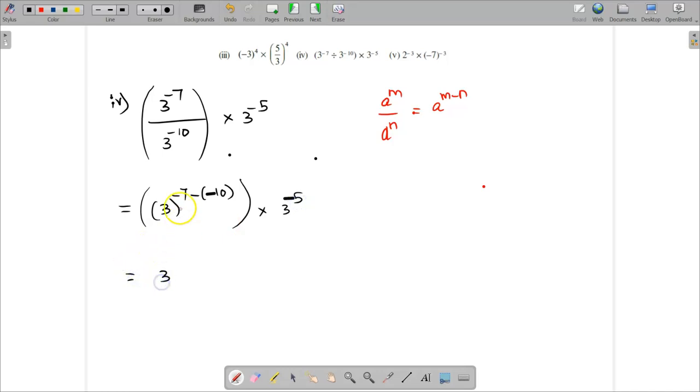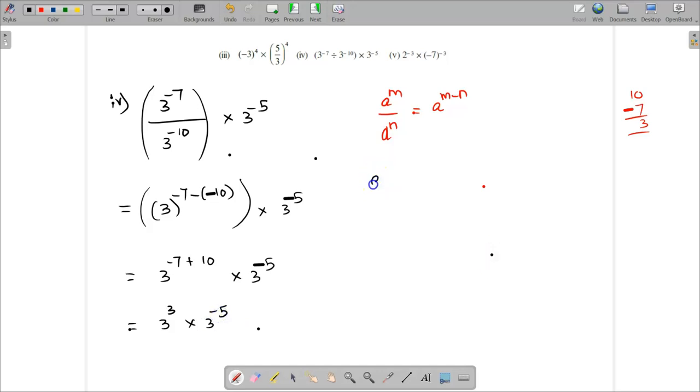So it is 3 power minus 7, minus into minus is plus, and then we have 10, into 3 power minus 5. So 3 power 10 minus 7. 10 minus 7 is 3, plus 3. Why? Because 10 is the bigger number, whose symbol is plus. So 3 power 3 into 3 power minus 5.